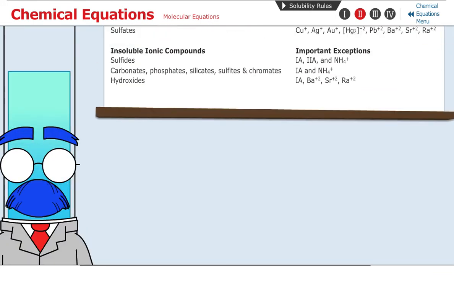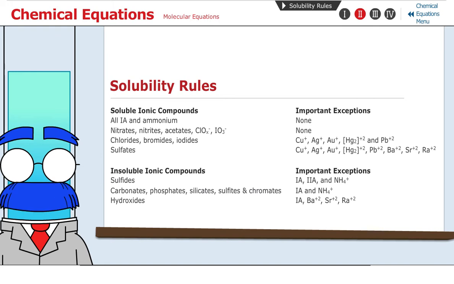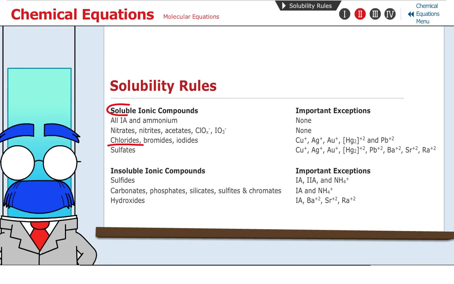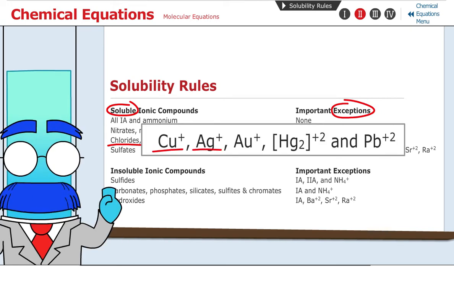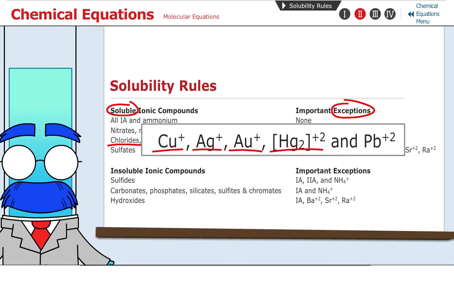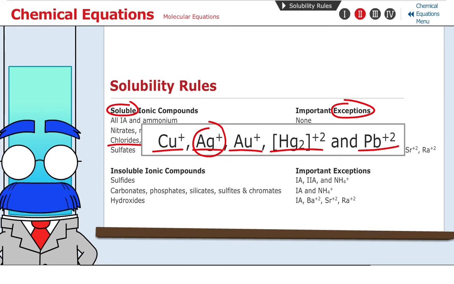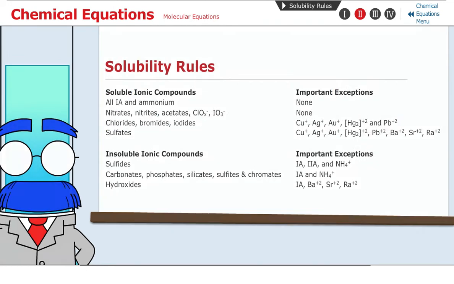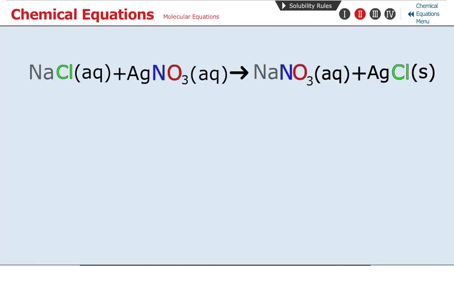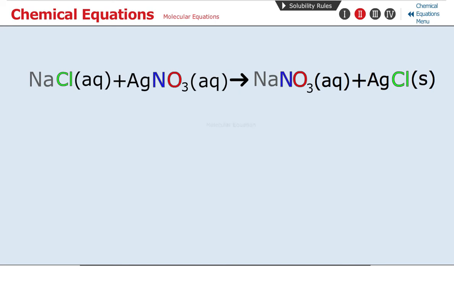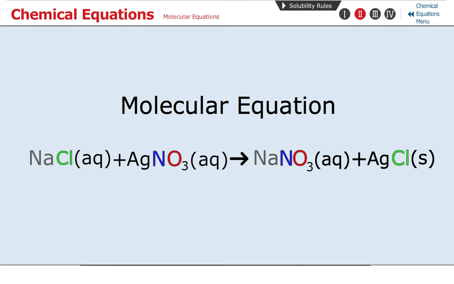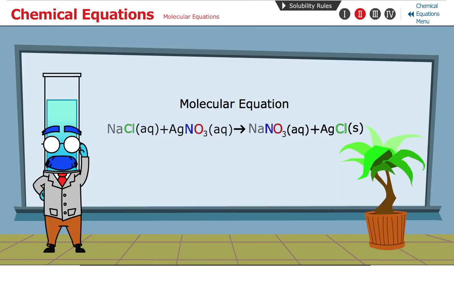Next, we check the other product, silver chloride. One rule informs us that chlorides are soluble, except in the case of the following ions: copper(I) ions, silver ions, gold ions, mercury(I) ions, and lead(II) ions. Since silver ions are one of these exceptions, we now know that silver chloride will be insoluble in water and forms a precipitate. So we can place an (s) behind the formula to indicate that a solid forms. This equation is called a molecular equation, which is not a very good name because ionic compounds, not molecules, are reacting.